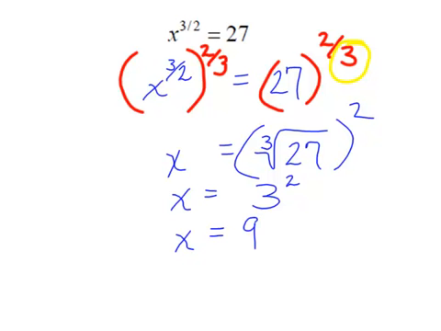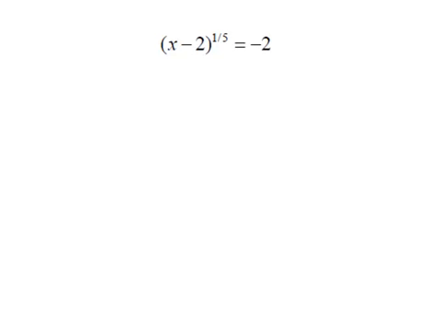Let's try another one. I have the quantity x minus 2 to the 1/5 equals -2. Now I can't separate that x from that minus 2 yet, because that is not x to the 1/5 or -2 to the 1/5. It is x minus 2, all to the 1/5. So how can we get rid of that 1/5? Well, isn't that a fractional exponent? Couldn't I raise that to the reciprocal, as long as you do it to both sides?